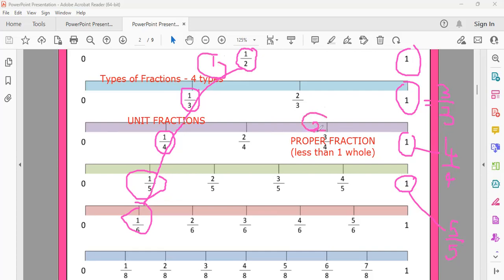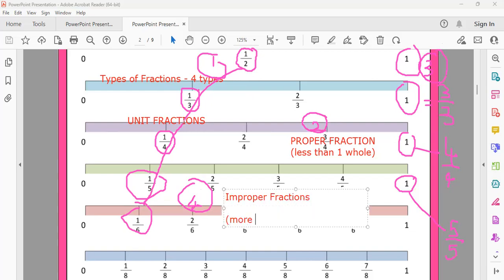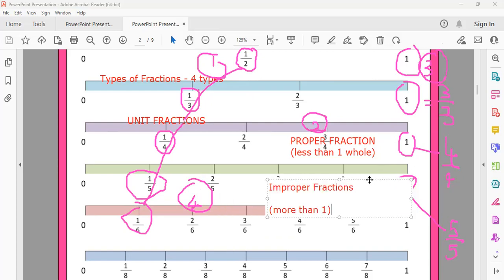So the unit fraction is the first type, the proper fraction is the second one, the whole fraction is the third one, and the fourth one, of course, you already know, is the improper fraction. Improper fractions are the fractions which are more than 1. If I extend this diagram to my right, I'm going to get all the improper fractions after that. Got it? Understood?